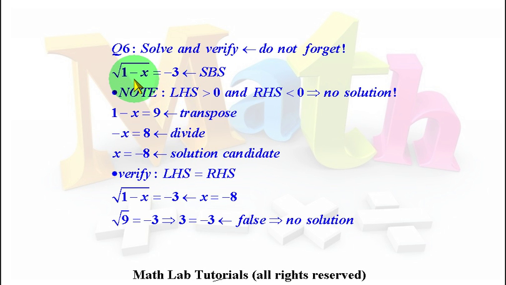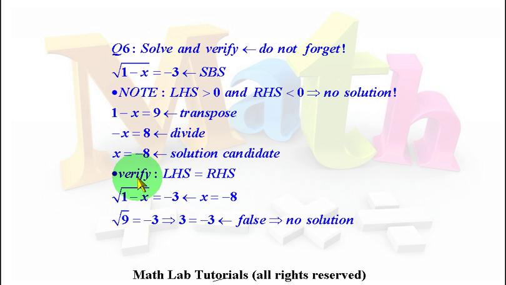If we square both sides, on the left we get 1 minus x. On the right, minus 3 squared is equal to 9. We transpose the 1 over to the right-hand side. We get minus x equals 8. Divide both sides by negative 1, and we get x equals negative 8 as the solution candidate.